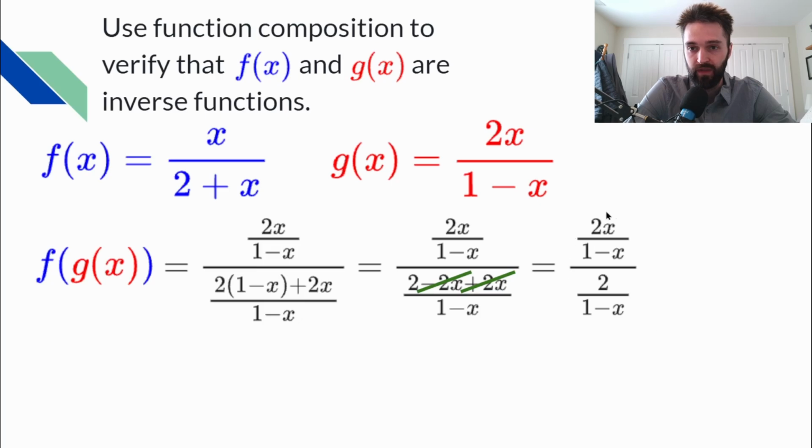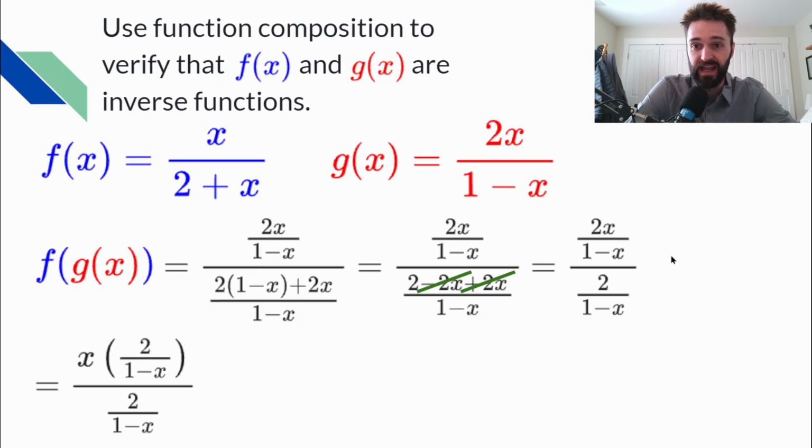What we can do next is hone in on this fraction up top, and we can pull an x out. So we have x times this fraction, 2 over 1 minus x. We haven't changed the numerator, we haven't changed this fraction. We're just shifting the format of how we look at it. Because when we pull an x out, we can see that some cancellation happens. We have x times this thing over this thing.